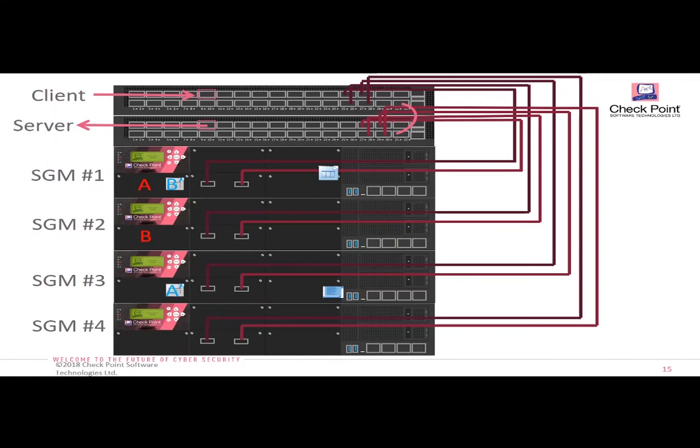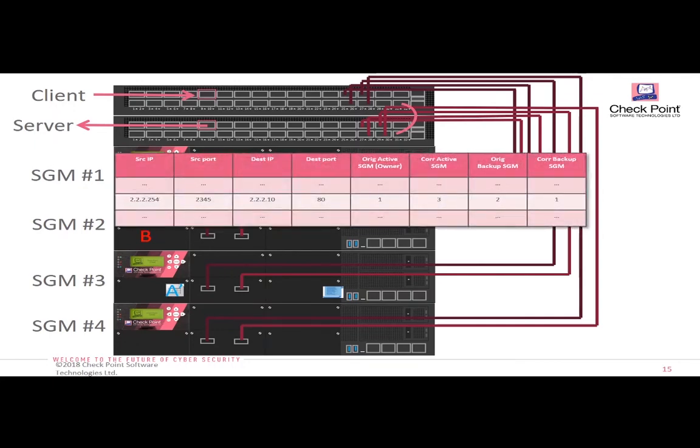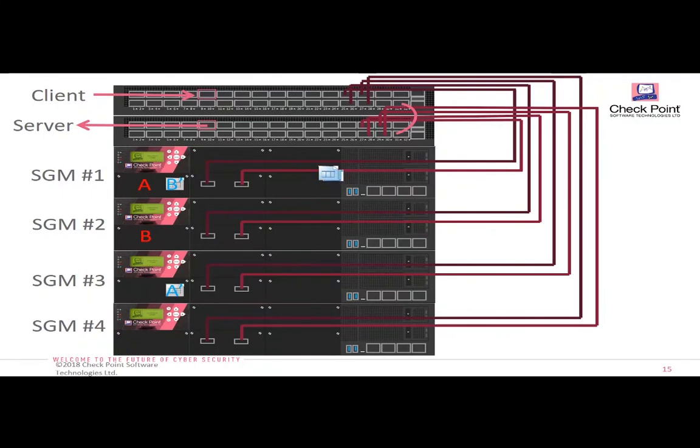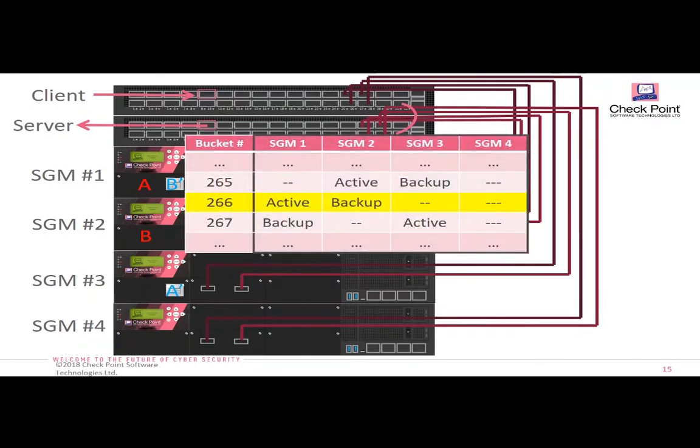Note that the orchestrator doesn't know NAT. So it did not know that the NATed packet should be sent to security gateway module 1. It determined security gateway module 3. So it's up to the security gateway modules themselves to correct this decision and ensure that the NATed packets are sent to the active security gateway for the original connection. Security gateway module 3 does that, forwards the packet to security gateway module 1, and that packet is then processed by security gateway module 1.